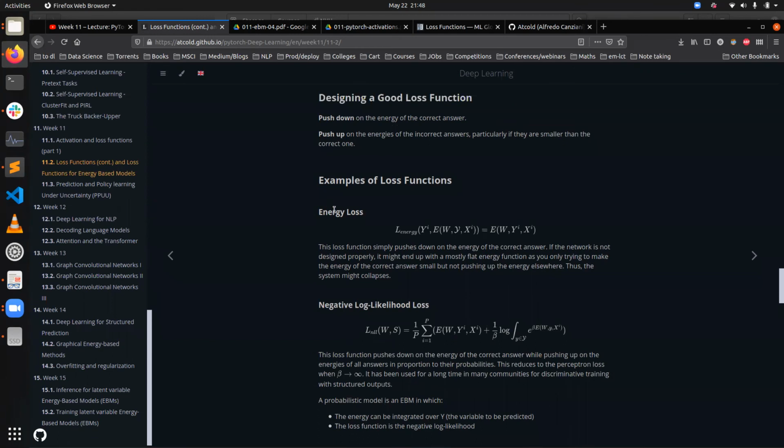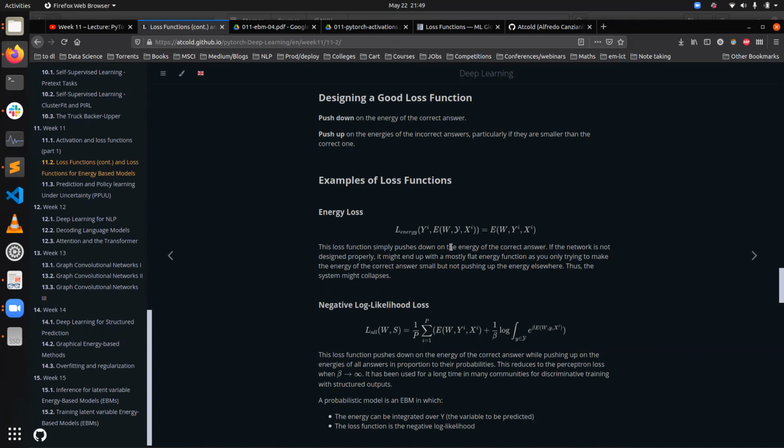So a very simple basic loss function that you can have is simply the energy loss. This is the simplest loss function that you can have. What it says is just take the energy at the data point yi, xi, since that is what we want to minimize. But the problem here is you are just trying to reduce the loss at the data point, but you're not trying to increase the loss at other places. You are just doing half of the job.